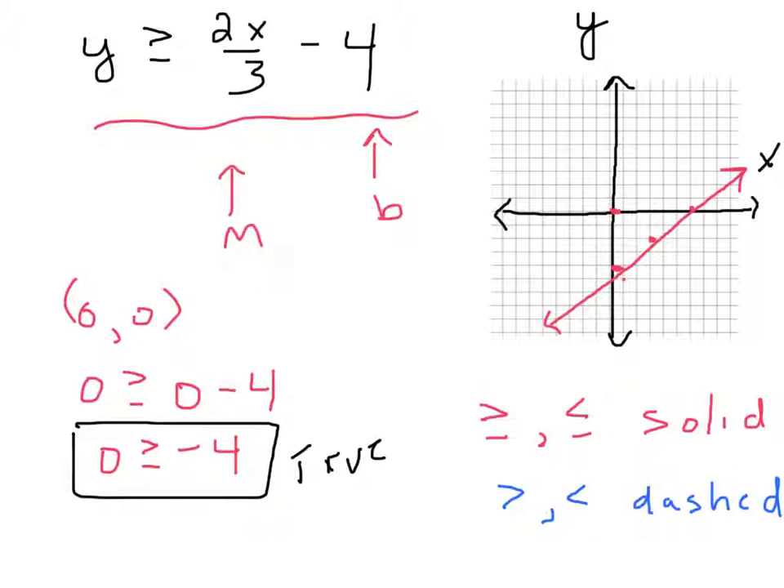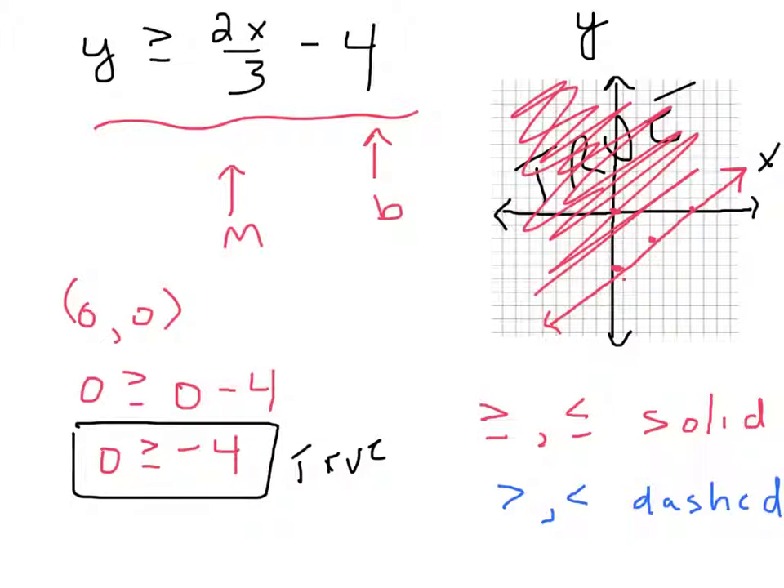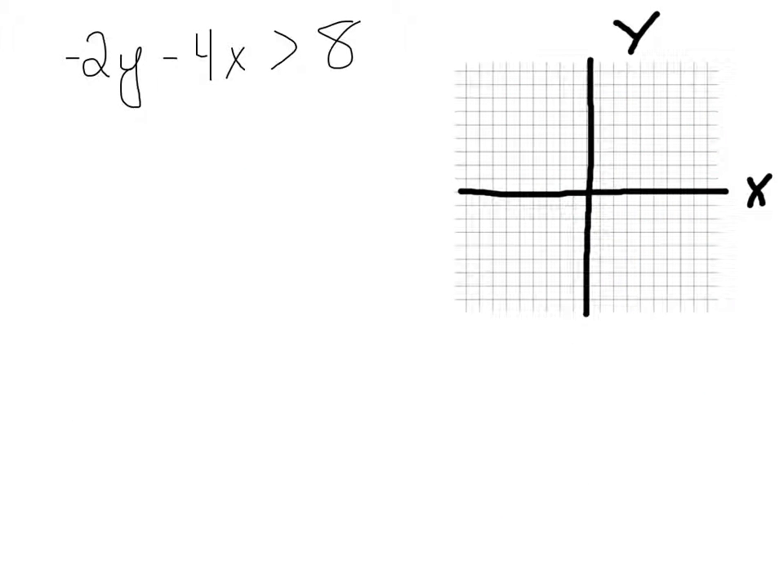That means that the side above my line must all be points that are true. And for that reason, since they are all true, I'm going to shade above my line. If they were not true, then I would be shading the area below my line. So let's try that again.